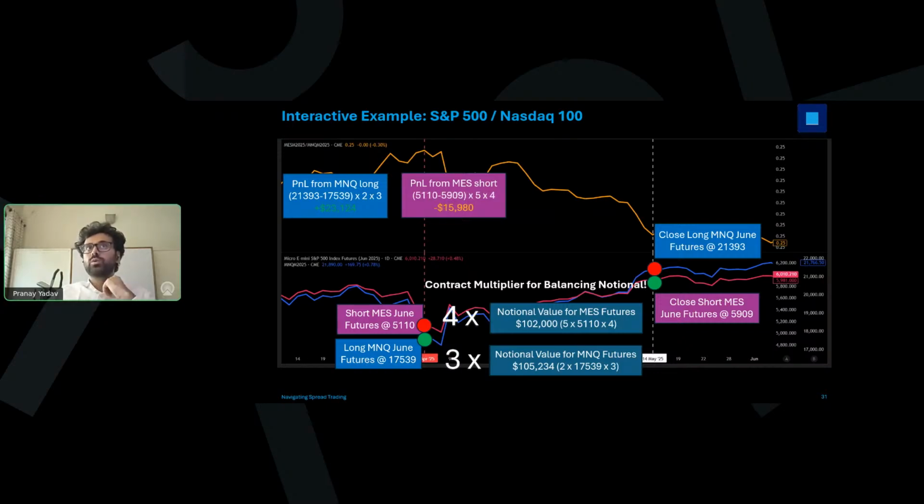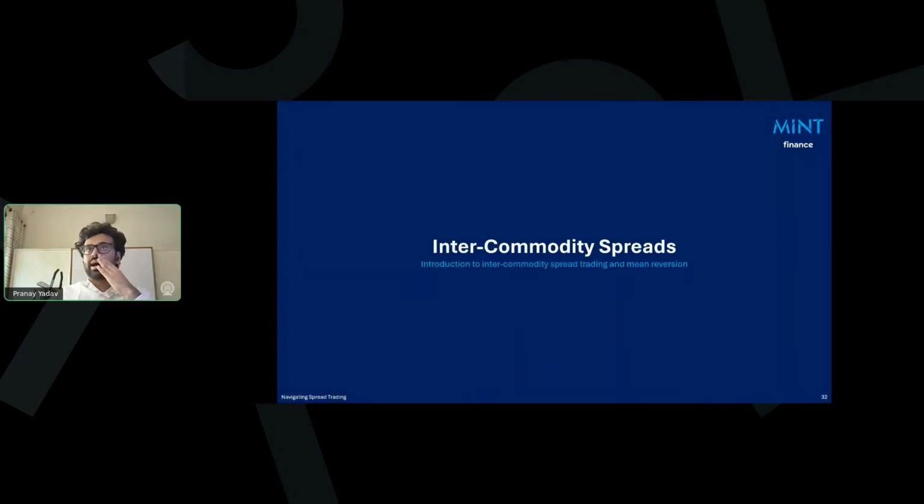When we do that, we still see that the position is profitable. And in fact, it has yielded more profit than before. So by adjusting for the notional balancing, we have made a much higher P&L. This is important because this ensures that you never had a singular risk on one of the indices. You were purely expressing a relative value view. And despite that, you made a net P&L from the spread. With that, let's move on to intercommodity spreads.